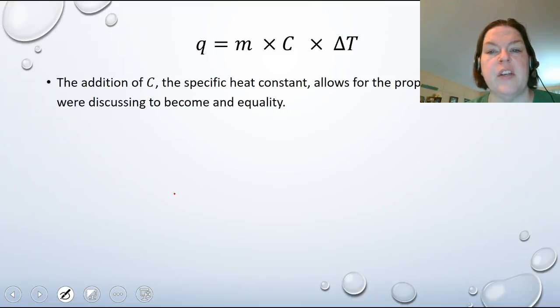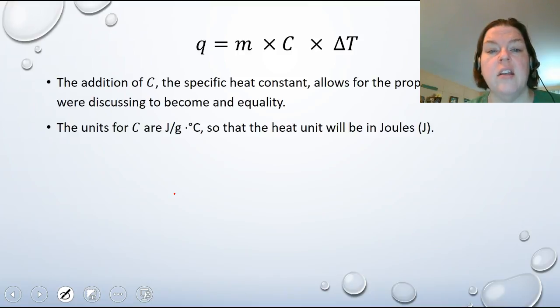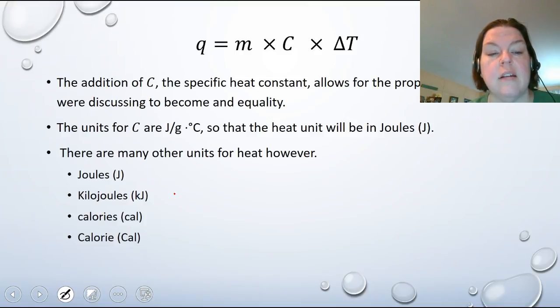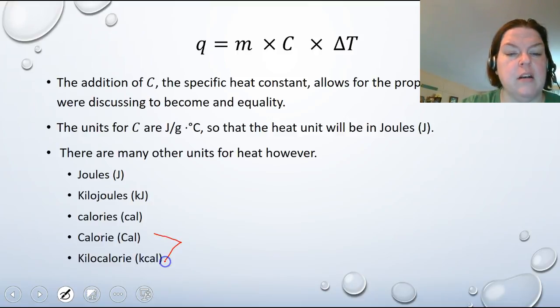The addition of C, the specific heat constant, allows for the proportionalities that we were discussing the other day to become an equality. The units for C are joules per gram degree Celsius, so the heat unit will be in joules usually. But there are many other units for heat: joules, kilojoules, calories, and big C calories. These are also known as kilocalories, okay? So these two happen to be exactly the same.